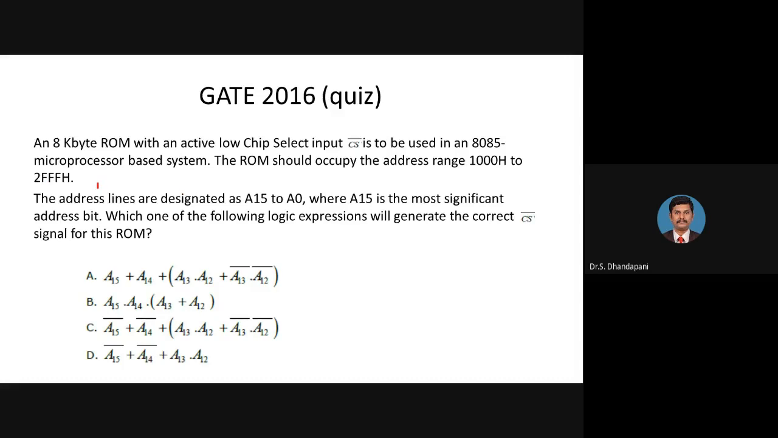Any of you can give the answer? I think this question was already discussed on Monday also. That is why I have given it under quiz.